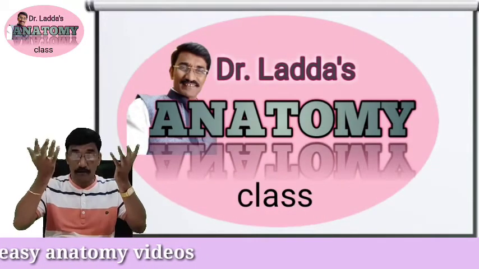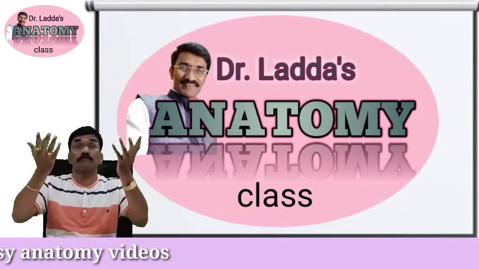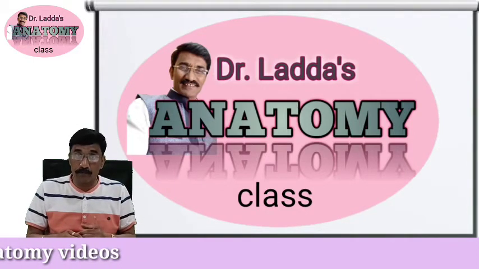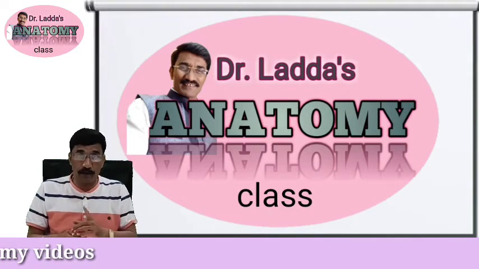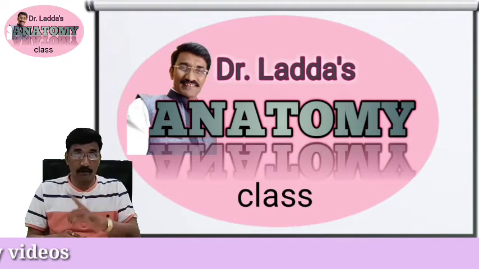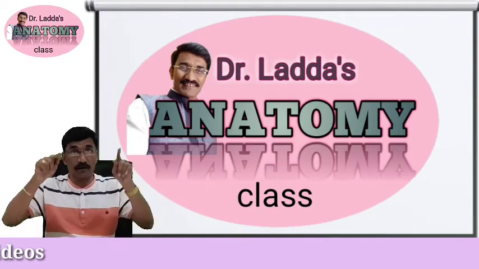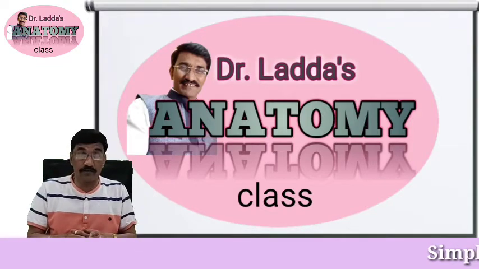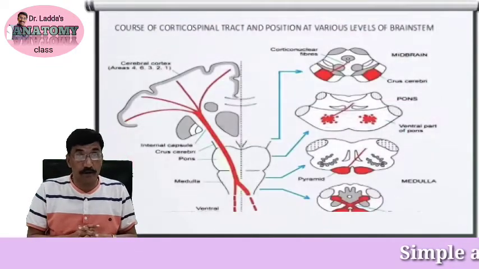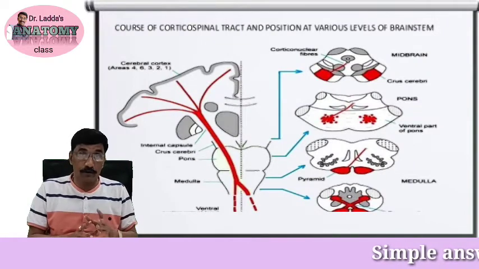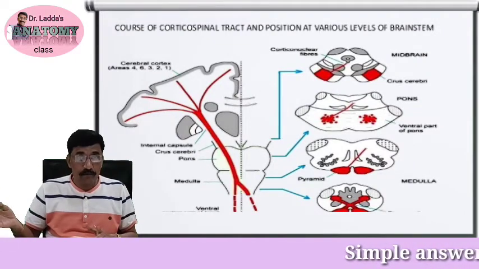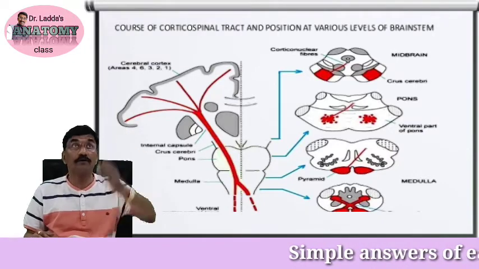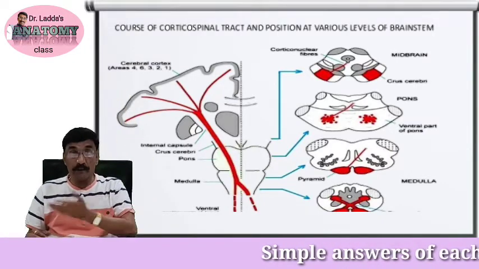So the fibers which are coming from the higher center, from where are the fibers coming? The cerebrum. The cerebrum has cortex and medulla. Medulla means the middle portion and cortex means the outer part. The fibers which take origin from the cortex are called cortico. Now where are they going? To the spine. So the name of that tract is the corticospinal tract.